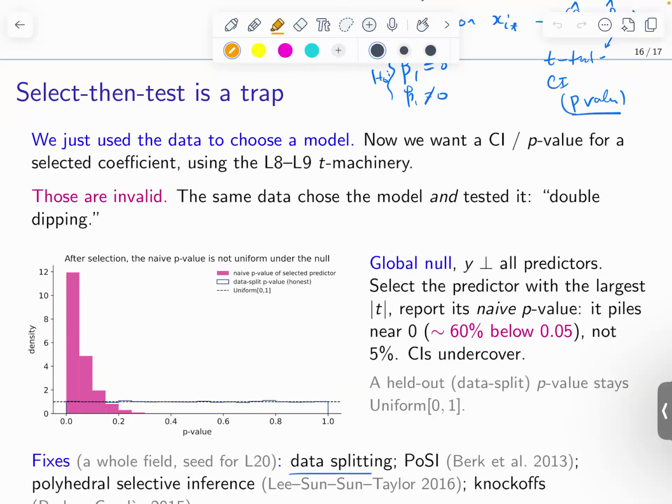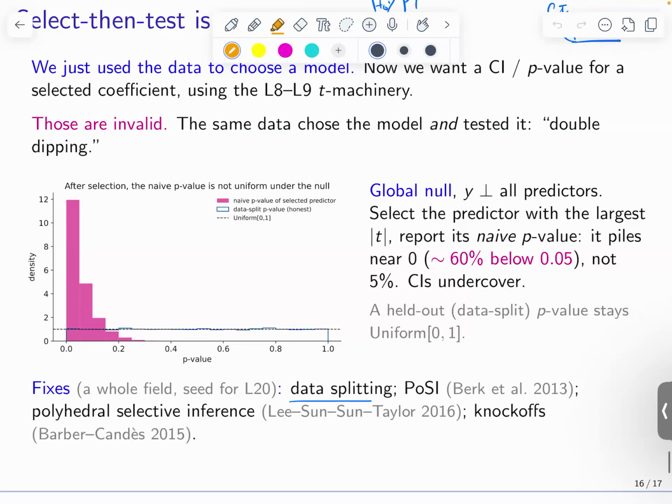And so this is very important to understand. It's the subject of a lot of research. Data splitting would solve it very easily, but you'd lose a little bit of power, because you have to train on a smaller subset. People have looked at other ways of dealing with this.